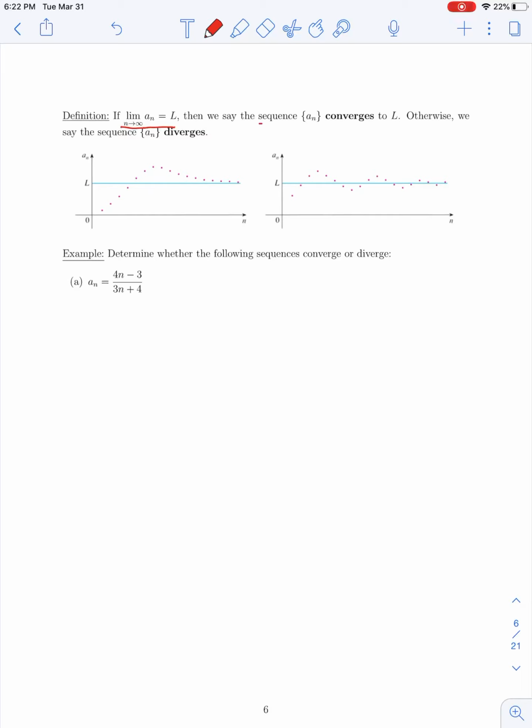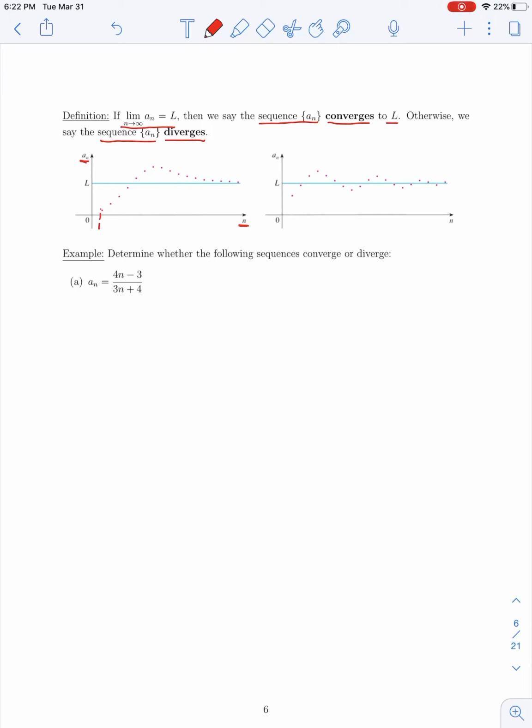We would say if the limiting value of a sub n as n approaches infinity is equal to L, then the sequence a sub n converges to the value of L. Otherwise, we would say that our sequence a sub n diverges. So I could think about plotting the terms of my sequence on a set of axes.